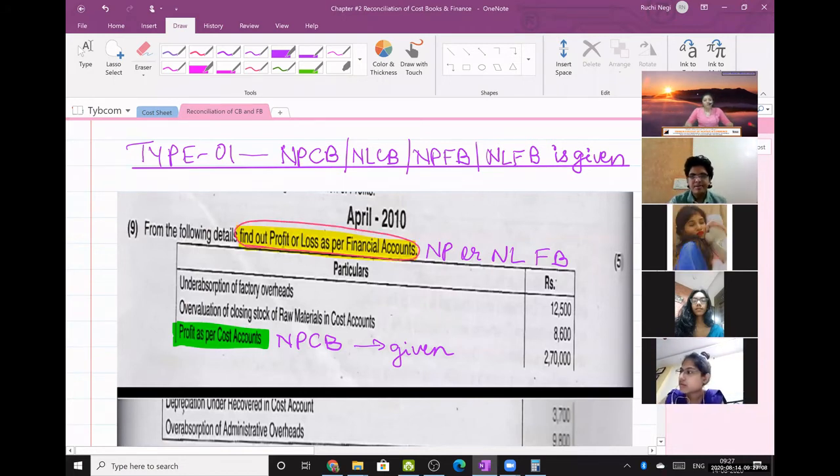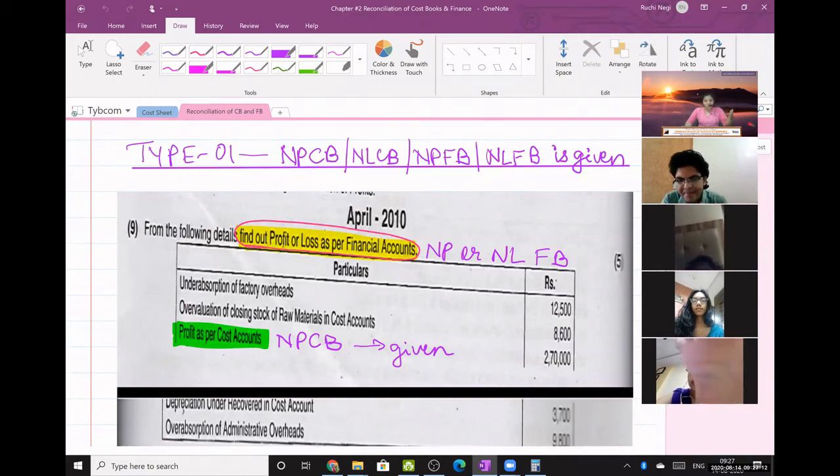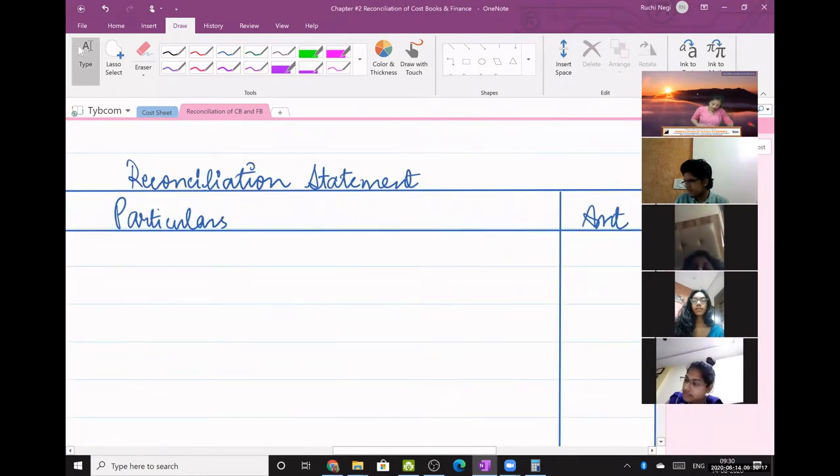So it will be always like this. You will start with one book, that is cost books, and then you will get the answer for the other book, that is finance books. Or you can start with finance books and you will get the answer of the other book, that is cost books. Is it clear? Just acknowledge it in the chat box. And start.